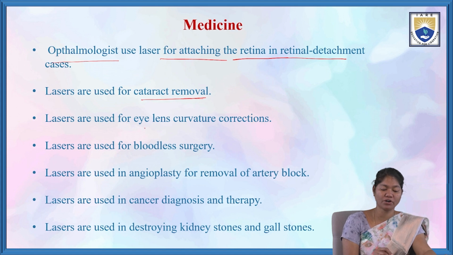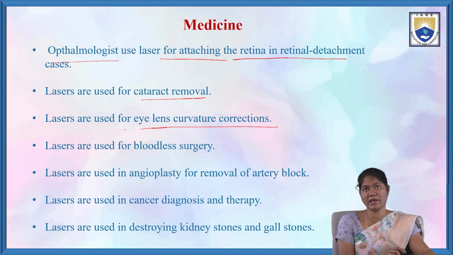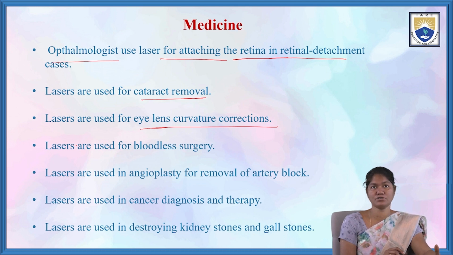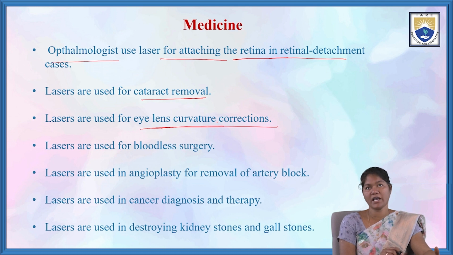Lasers are used for eye lens curvature corrections. By using this laser beam, we can correctly correct the curvature of the eye lens. It can give up to the sharp edge. So it will give accuracy, point to point corrections, to curve the eye lens.